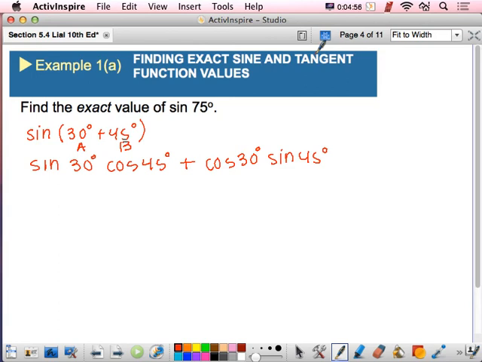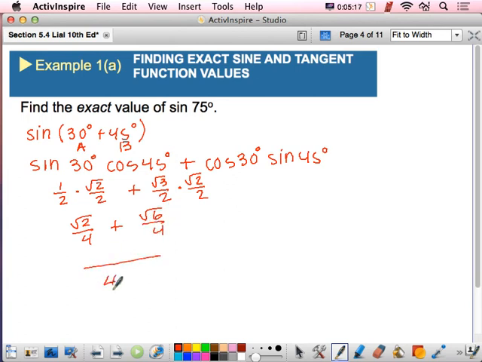1/2, very good, 1/2. What is the cosine of 45? Square root of 2 over 2. What is the cosine of 30? Square root of 3 over 2. And the sine of 45? Square root of 2 over 2. Okay. So we have square root of 2 over 4 plus the square root of 6 over 4. And we will let them share.